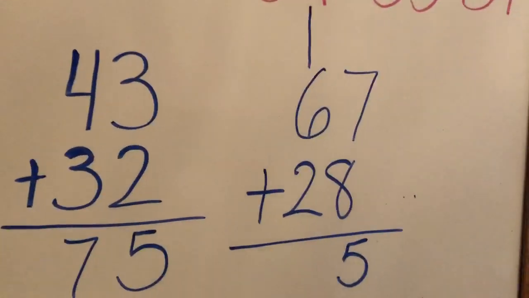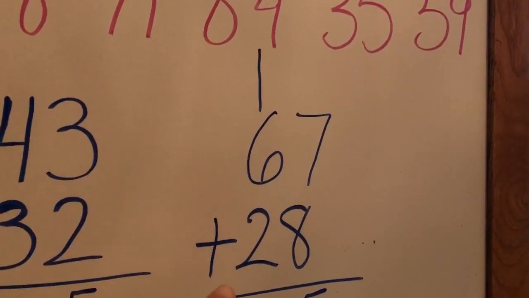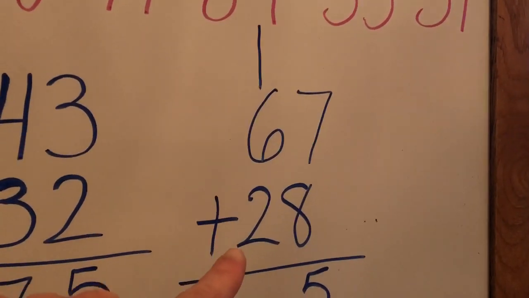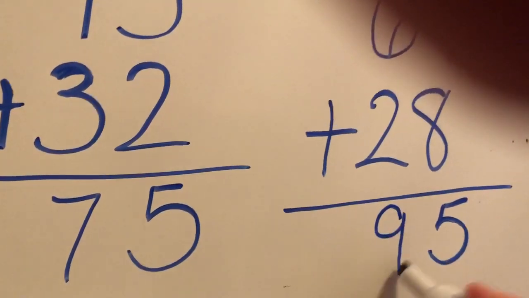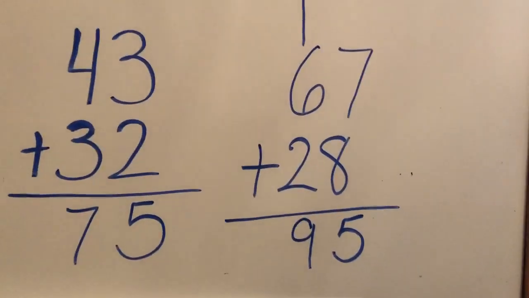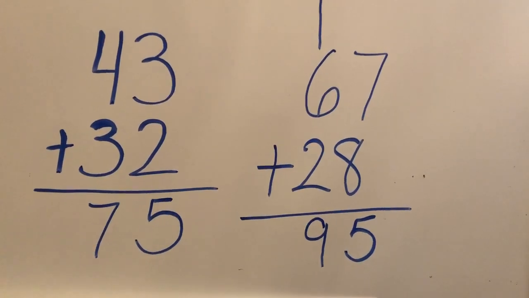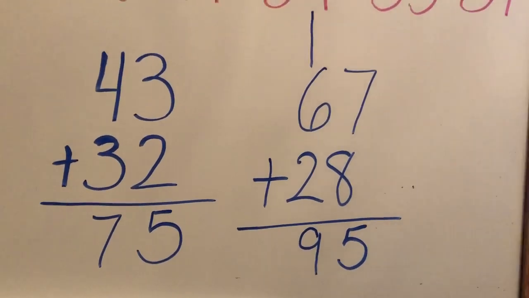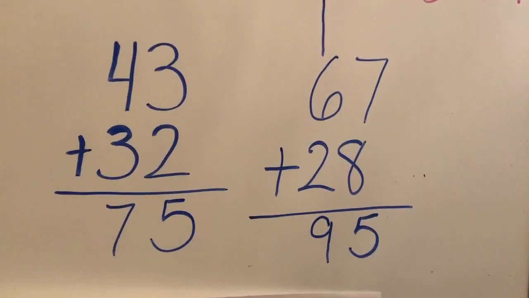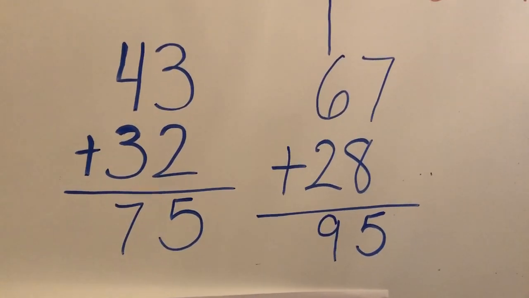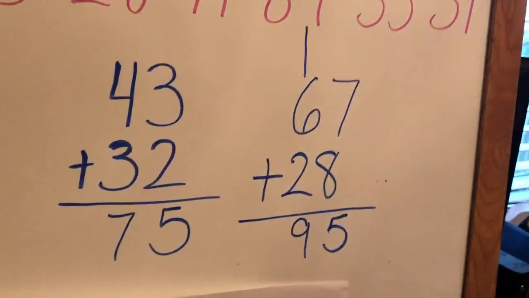Now let's add our tens. 1 plus 6 equals 7. 7 plus 2 equals 9. Very good. What is the answer to 67 plus 28? It's 95. Ooh, we are really close to 100, aren't we? But did it go over 100? No, it did not. All right, so now we're going to add together a number that does go over 100 and see what that looks like, okay?